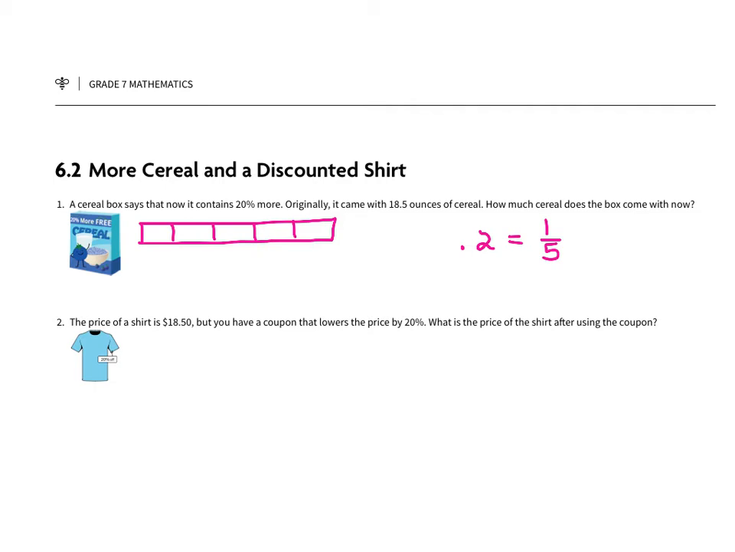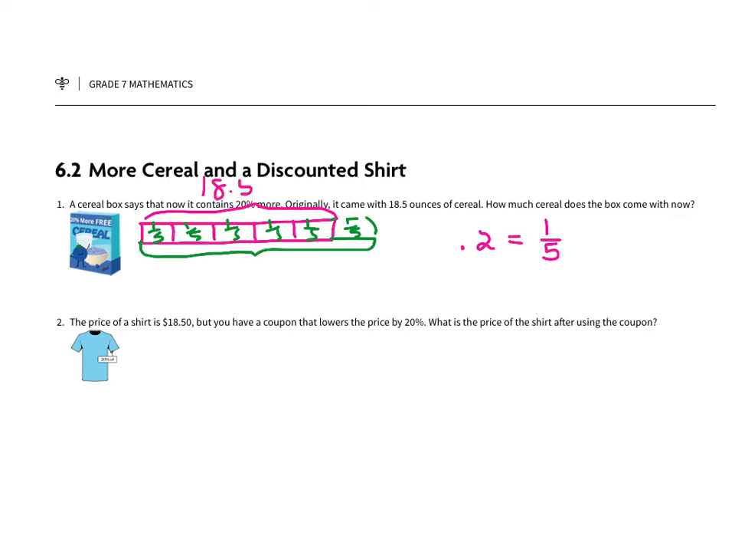All right, so if our original amount is 18.5, each one of those is 1/5, 1/5, 1/5, 1/5, 1/5. Now our new amount is increased by 20%. So an extra 1/5 gets added on there. Question is, if originally the box came with 18.5 ounces of cereal, well, that's this pink amount, right?